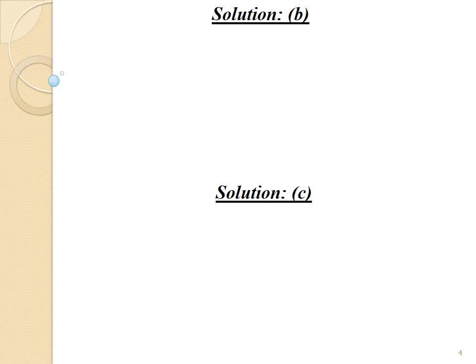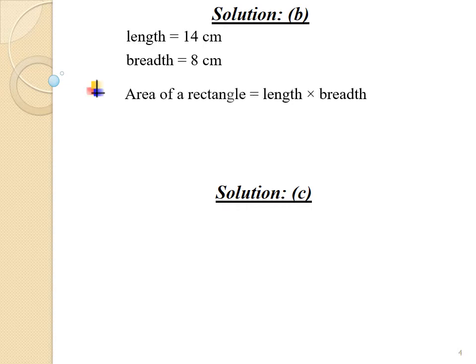Now, sum B. Length is given 14 centimeters. Breadth is given 8 centimeters. Thus, area of a rectangle equals length into breadth. Multiplying the given length 14 centimeters and breadth 8 centimeters, we get 112 square centimeters.